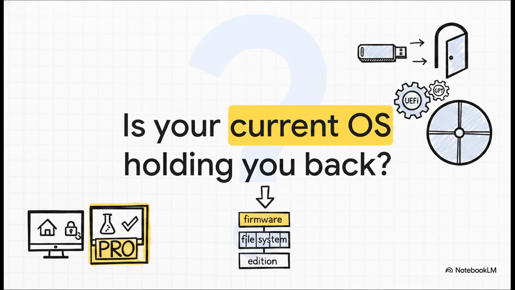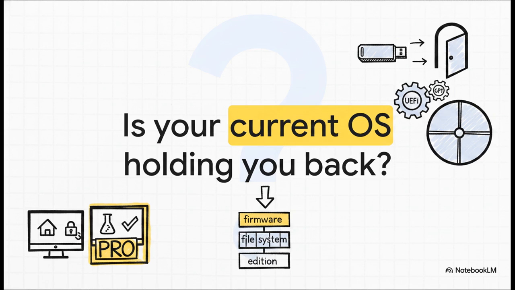Which brings us to the very end of our deployment journey today and leaves us with one final important question. Is your current operating system holding you back? We've seen exactly how the right bootable USB unlocks the door, how matching UEFI firmware with GPT partitions allows for massive, highly secure drives, and how choosing Windows Pro over Home might honestly be the only thing standing between you and a functioning virtualization lab.